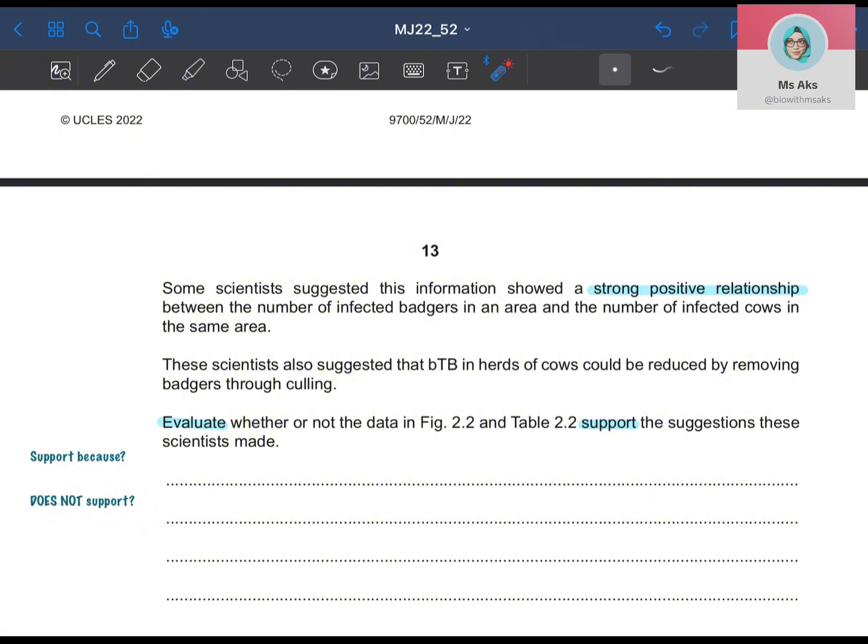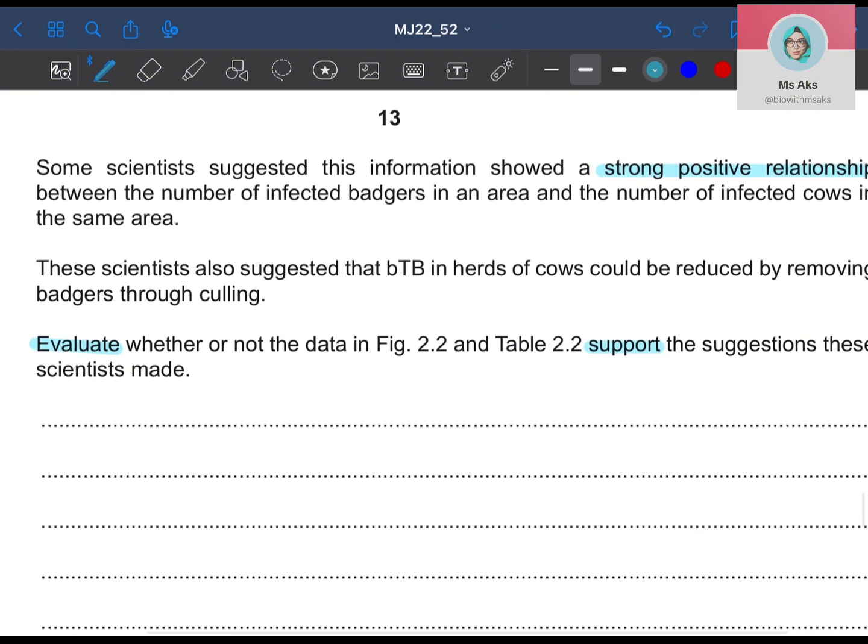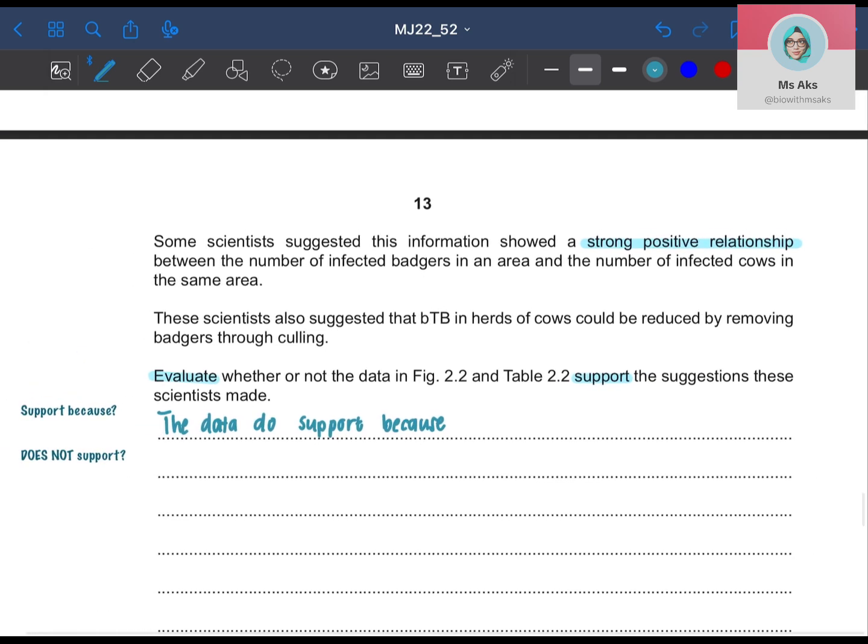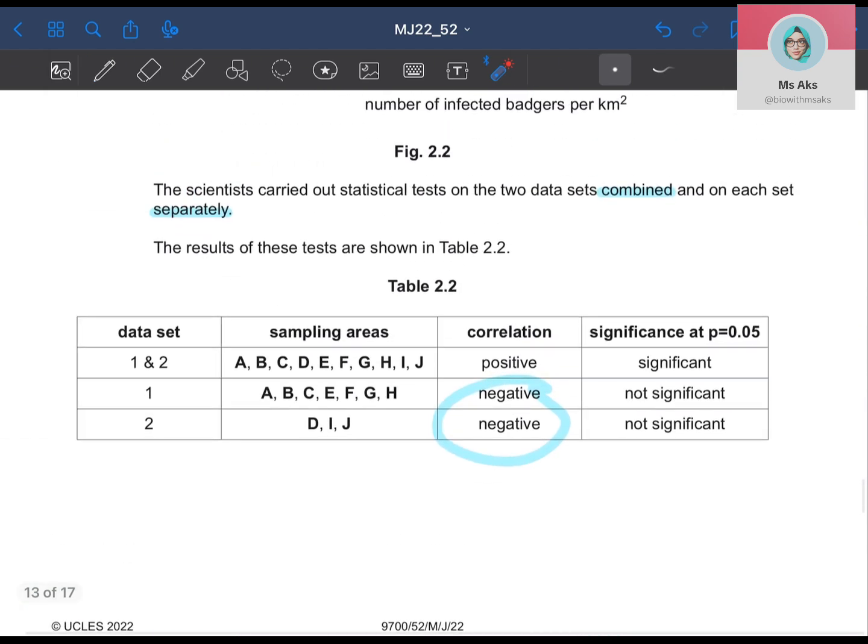Let's try and find the first bit, which is the one that shows a strong positive relationship. So let's find the data that does support. Let's find out where exactly. A strong positive relationship means we have a strong correlation.